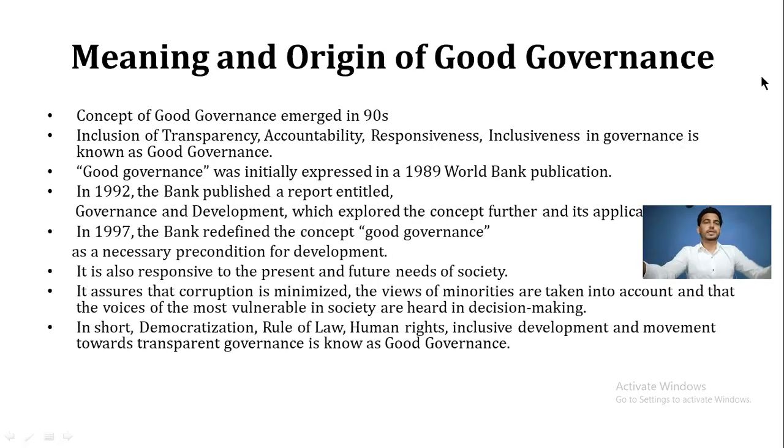So first, let's deal with the meaning and origin of the concept of good governance. That means how exactly this concept emerged, where it came from, and what we mean by this concept of good governance. The concept can be traced back to somewhere in the 1990s, when the World Bank was discussing all these important criteria for a better society and better democracy. As a part of that, this concept of good governance arose. Hence we can say that the inclusion of transparency, accountability, responsiveness, and inclusiveness in governance can be termed as good governance.